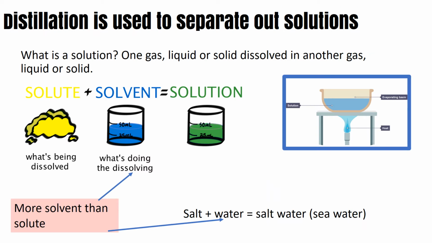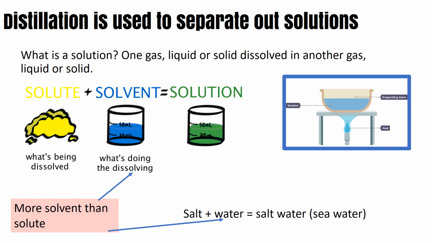Distillation is a process that we use to separate out solutions. If you've gone through any Key Stage 3, maybe actually probably even Key Stage 1 or 2, you may know what a solution is, but I want to clarify this now because just occasionally they do go back and ask some questions on it. So a solution is when we have a gas, a liquid or a solid dissolved into a different gas, liquid or solid. Normally it's a solid dissolved into a liquid.